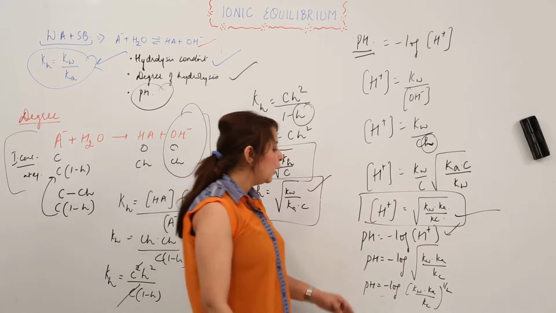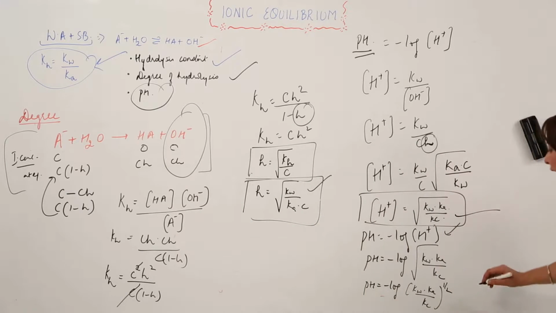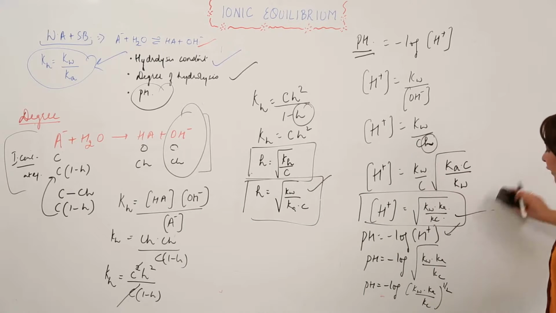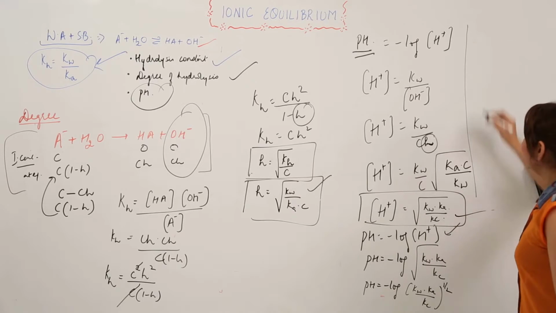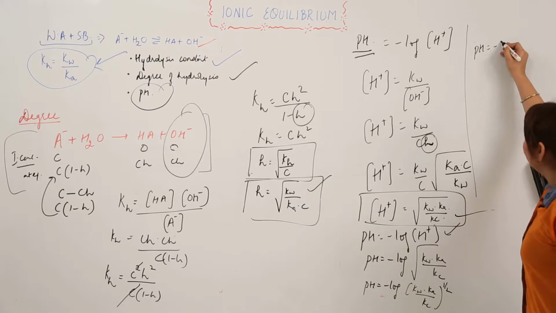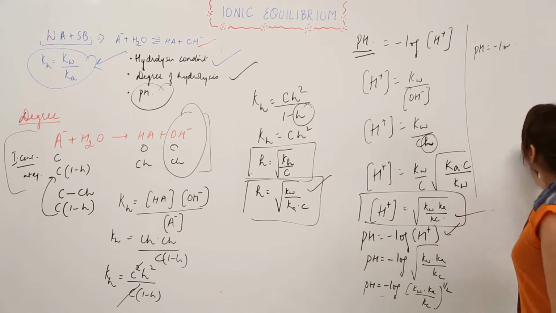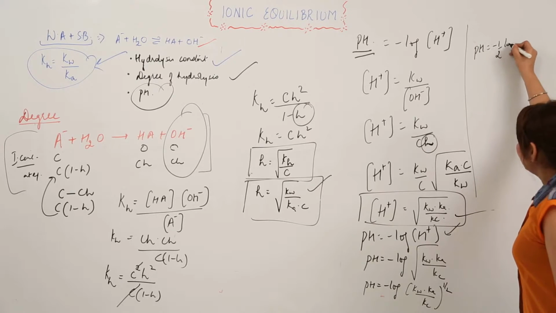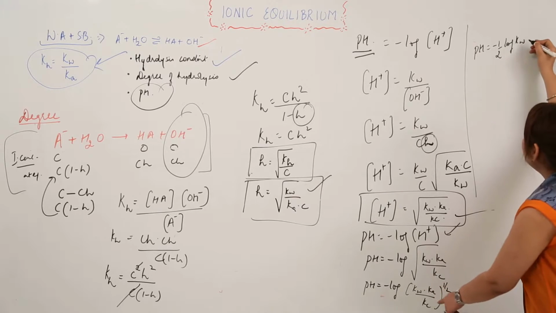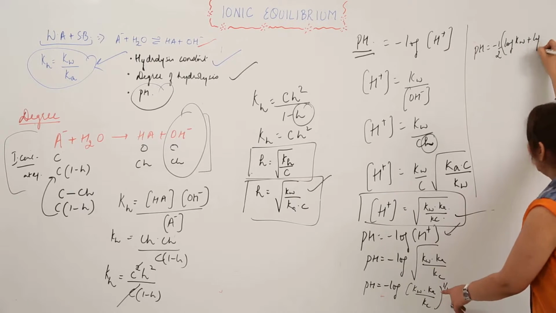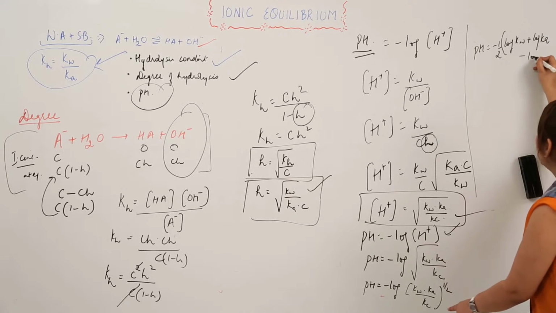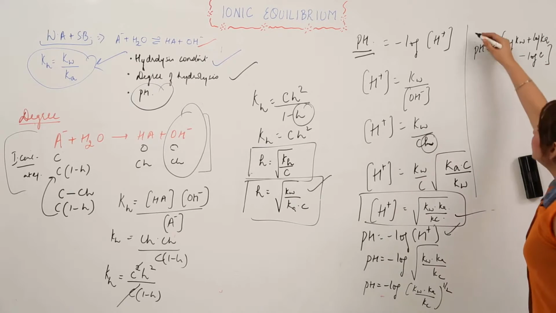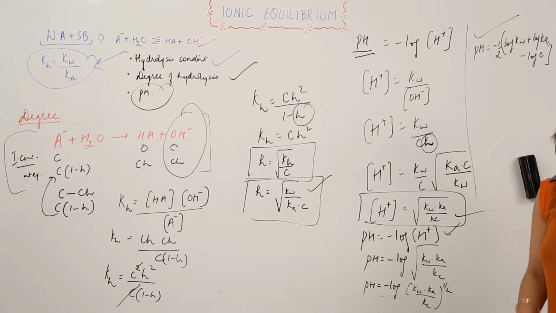Right. So this is how we are going to write the equation in this form, and we can have the equation written in a different manner. So I can write that pH is equal to minus half log Kw plus log Ka minus log C. So this is how we can write this expression in this form, right? So this is how you're going to get the pH.